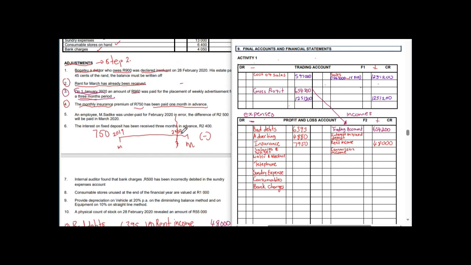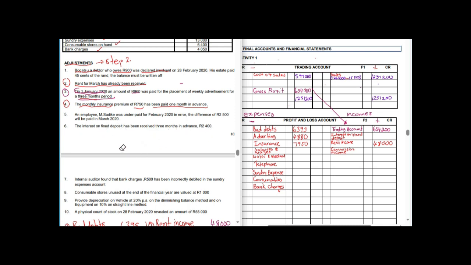So, guys, it becomes easier to solve these problems if ever you practice. Whenever you get time, guys, please make sure that you practice, and practice obviously makes perfect. And then, guys, let's take a look at transaction number 5. It says an employee, M.